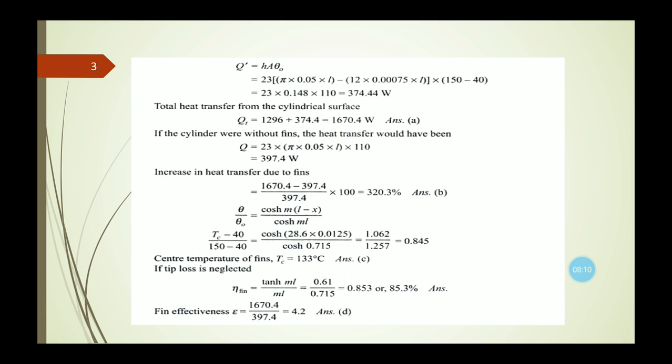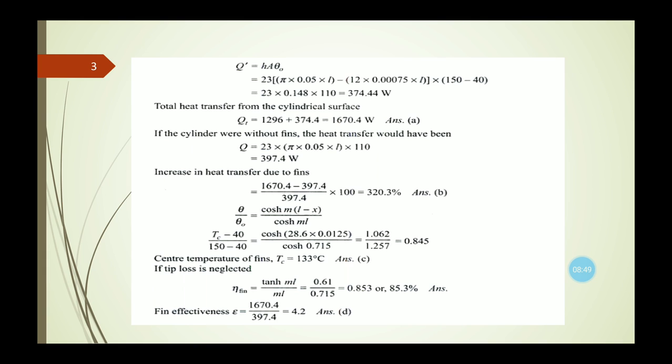if the cylinder were without fins, then the heat transfer would have been Q equals to 23 multiplied by only area of the surface without the fin and multiplied by the temperature difference, that is 110. So the Q will be equals to 397.4 watt. So the increase in heat transfer due to the fins, due to these 12 number of fins, can be calculated easily as 320.3%. So this is the increment of heat transfer using the 12 number of fins.